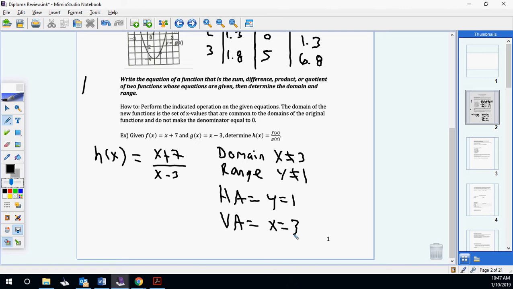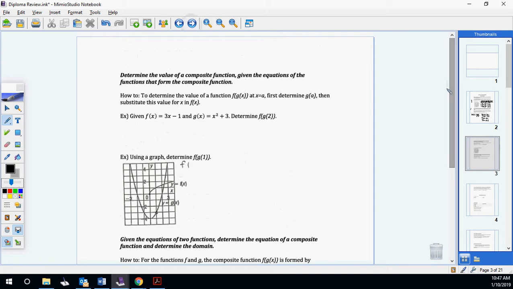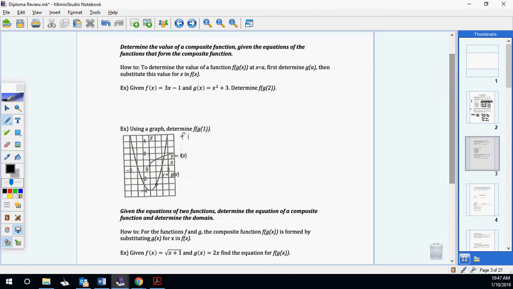All right, next page. Determine the values of composite functions given the equations of the functions that form a composite function. So we're going to determine the values of f of g of x at a certain value. For example, we have f of x and g of x. We're going to do f of g of 2. If I write that in composite form, remember that is this. I want you to know that's the same thing.